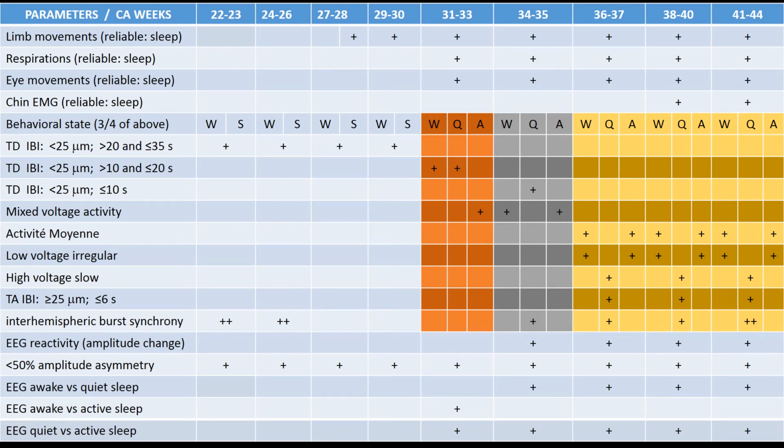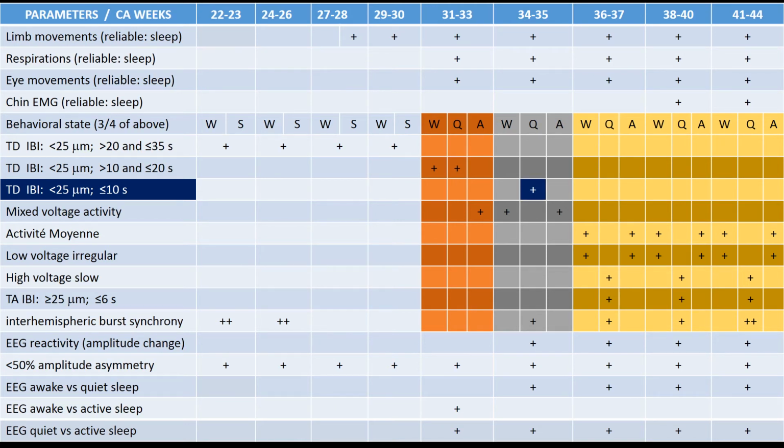The third and last subtype of tracé discontinue has interburst interval duration of 10 seconds or less and an amplitude of less than 25 microvolts. I mentioned the microvolts in this subtype of tracé discontinue because this is what distinguishes it from tracé alternate when the duration of the interburst interval is less than 6 seconds.